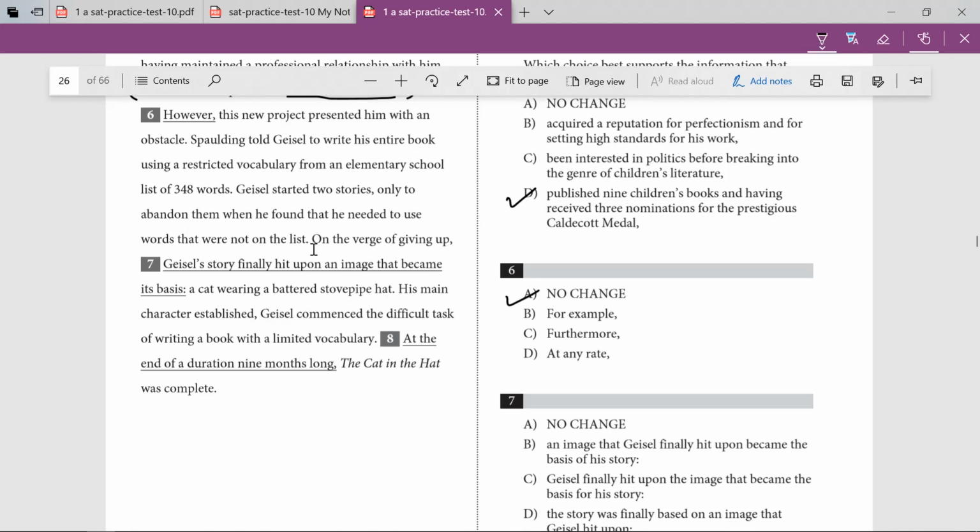Okay. On the verge of giving up. So this very much fits the context that he was really facing a problem, and just to dramatize it, on the verge of giving up makes sense. I'll go with A.